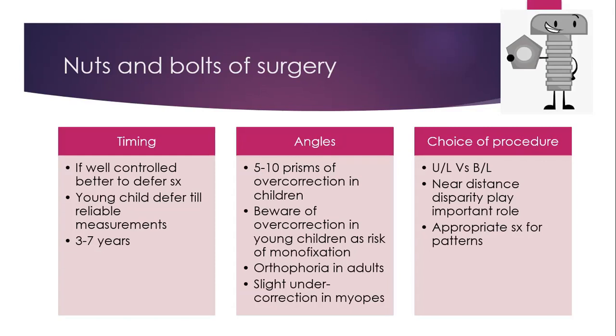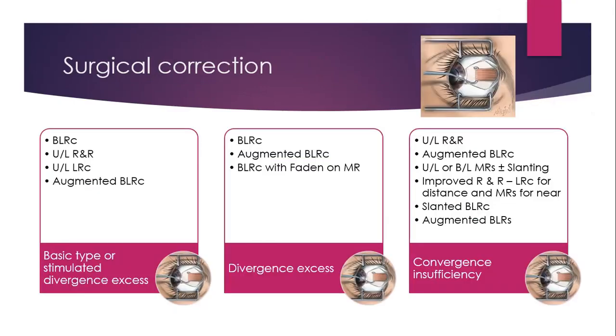What are the procedures of choice? It can be either unilateral or bilateral. As it's exotropia, we weaken the abductors and probably strengthen the adductors. And appropriate surgery for pattern should also be done. Many surgical procedures have been described. As I said, we weaken the abductors. So lateral rectus recessions can be done, or the unilateral R&R procedure, where lateral rectus recession with medial rectus resection can be done. And in some cases, we can even do augmented bilateral lateral rectus recession, where we overcorrect by 1 to 1.5 centimeters. And these surgeries are mostly described for the basic type or simulated divergence excess type.